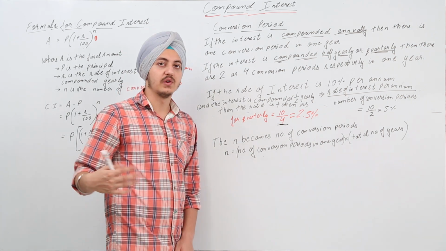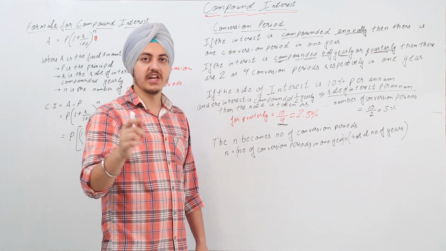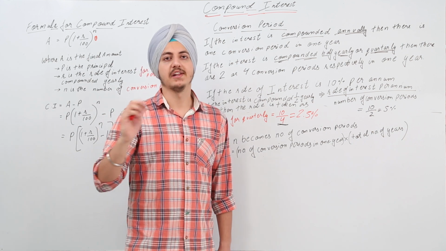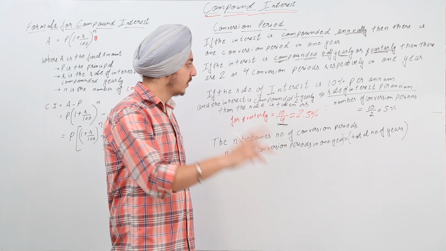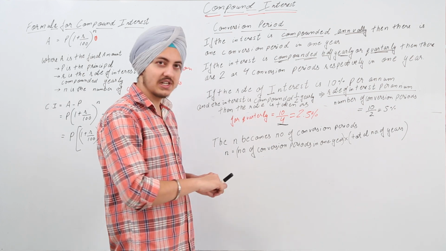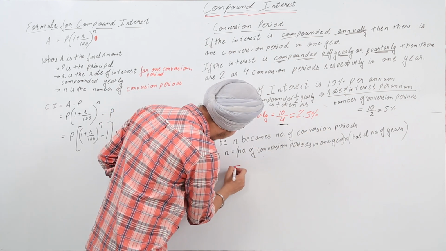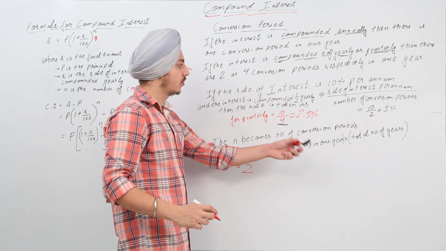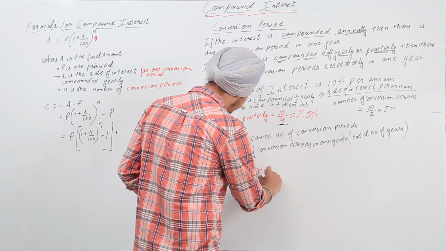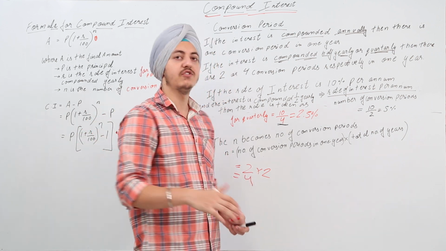Now how do we calculate n? n is the number of conversion periods in 1 year multiplied by the total number of years. Supposedly we have 2 years and the interest is compounded half yearly, then the number of conversion periods in 1 year is equal to 2, and the total number of years is equal to 2. So the total n will come out to be 4 instead of 2.